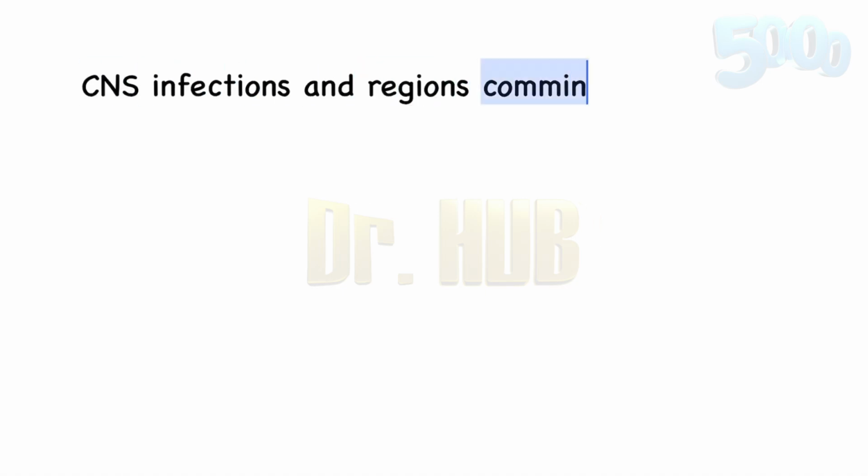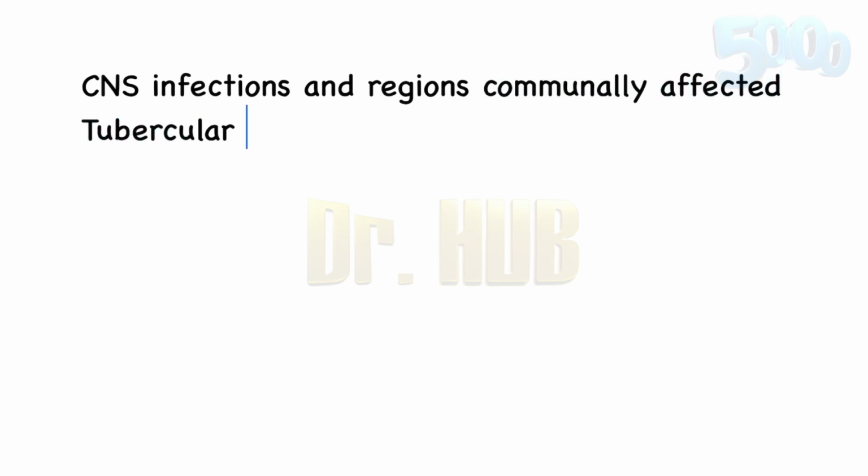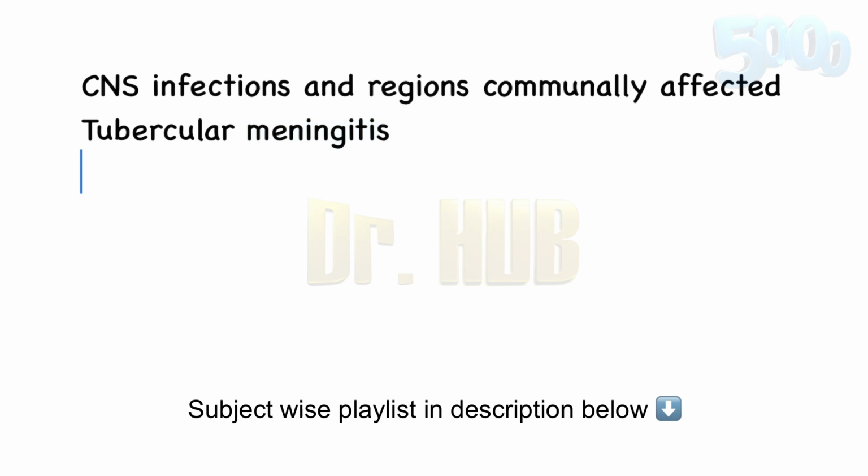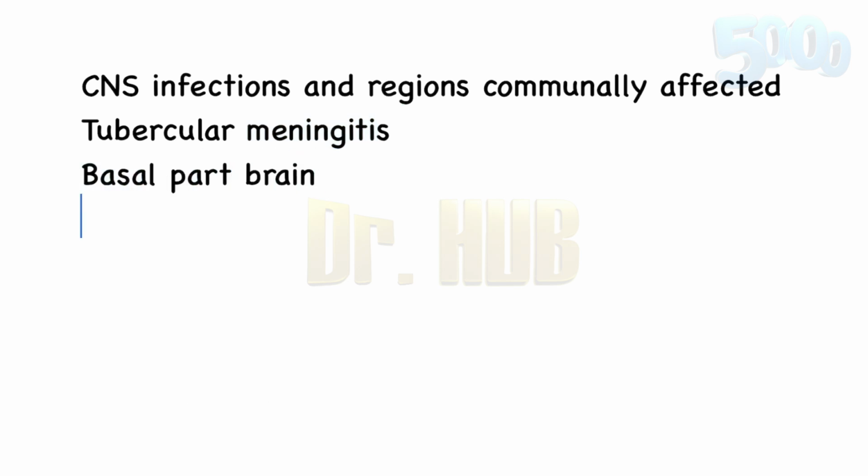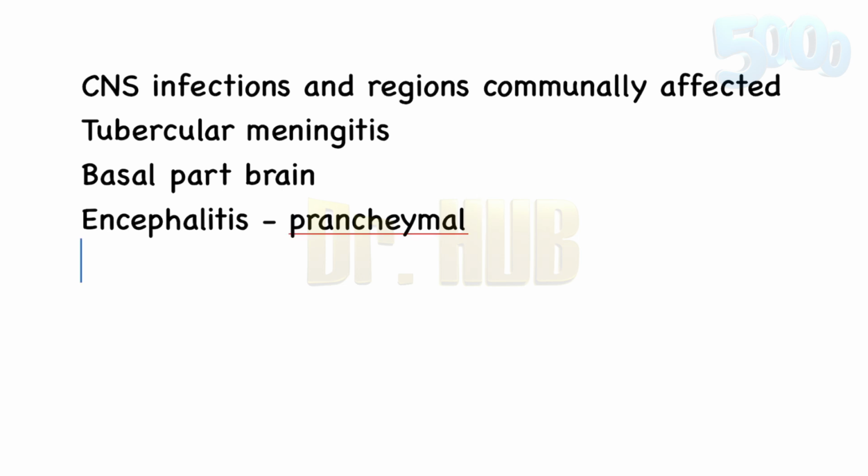Let's look at the CNS infections and the regions commonly affected. To begin with, tubercular meningitis: the affected part is the basal part of the brain. Then comes tubercular encephalitis, which is intraparenchymal granulomas. Then the meningovascular neurosyphilis: this is the base of the brain, and the meninges covering the cerebral convexities.